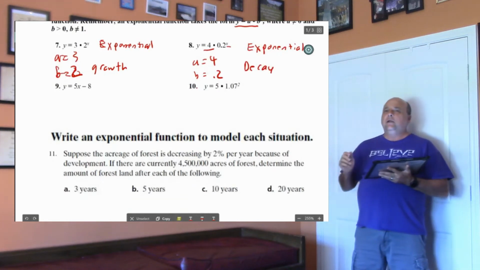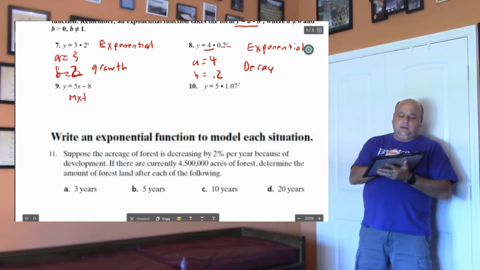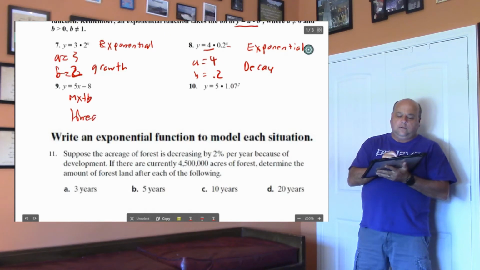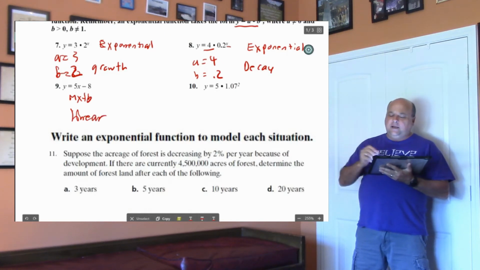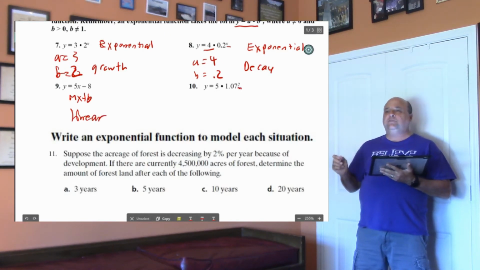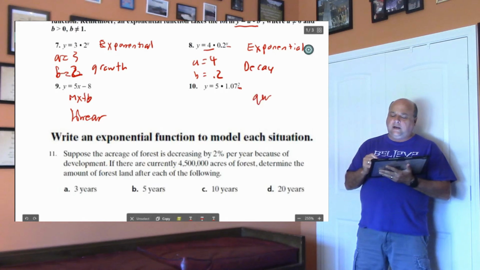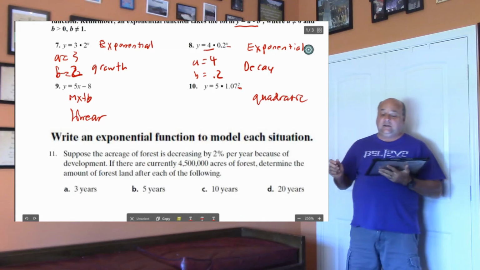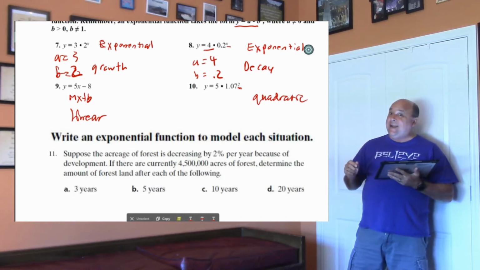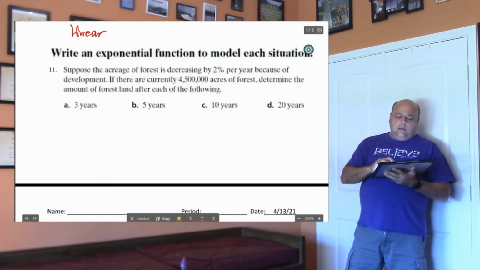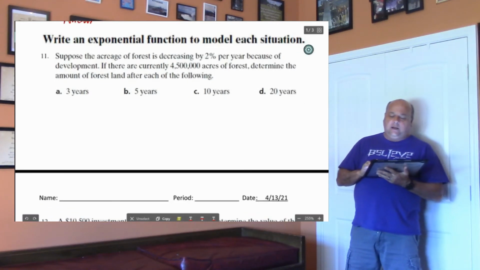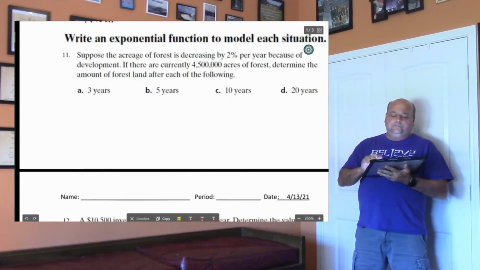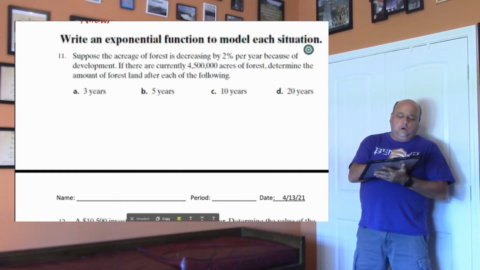Okay, on the next one, this is mx plus b, isn't it? This would be linear. Okay, on the next one, this is an exponent of 2. This would be quadratic. Okay, actually it's not quadratic. It doesn't have an x in there, okay? Okay, let's go down to here. Now then on this one right here, put growth.